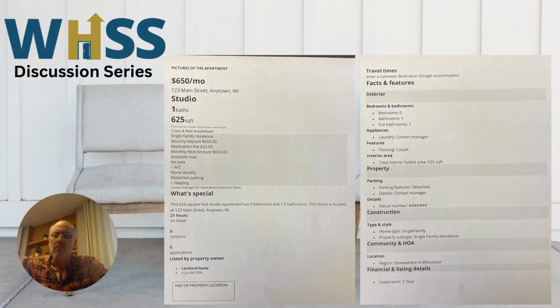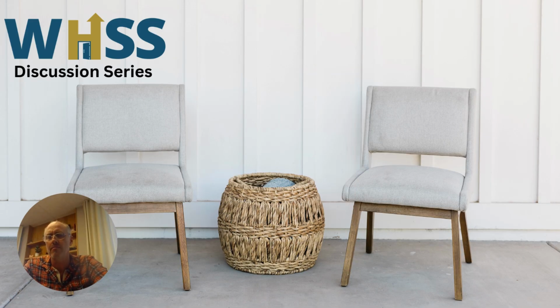Another question: are there any fees associated with the unit other than the application fee of $25, the security deposit of $650, and the rent of $650 a month? Now, this is a great question because some units actually split utilities among all of the tenants based on the square footage of their unit. Another question: do you require renter's insurance? Is there additional storage available on site? And what is the parking situation like?